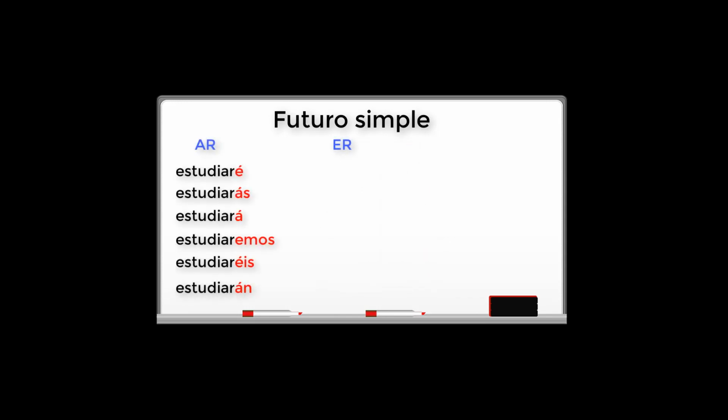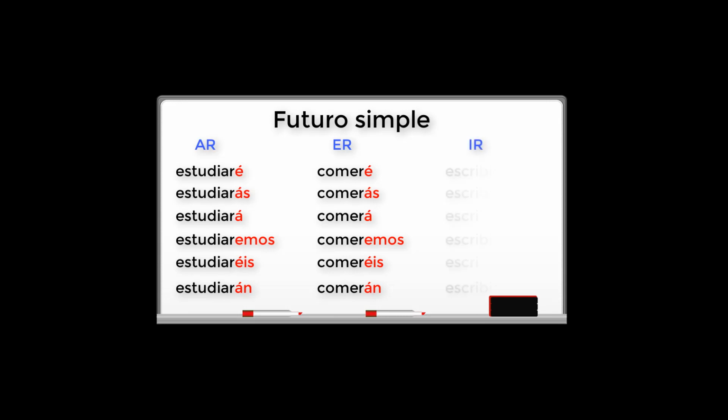Let's take a look at the verbs that finish with er. For example, comer, to eat. Comeré, comerás, comerá, comeremos, comeréis, comerán. Now, words that finish with ir. Escribir, to write. Escribiré, escribirás, escribirá, escribiremos, escribiréis, escribirán.